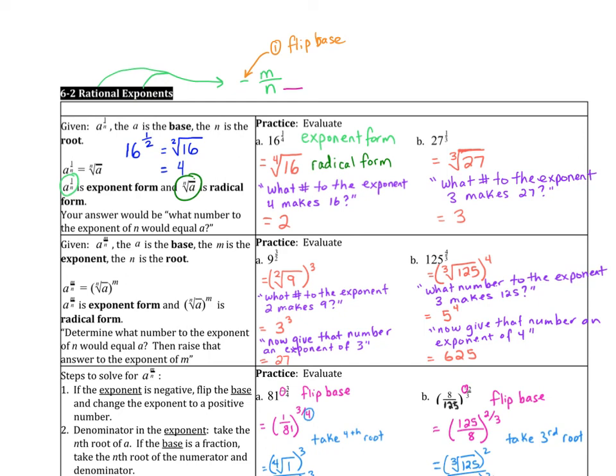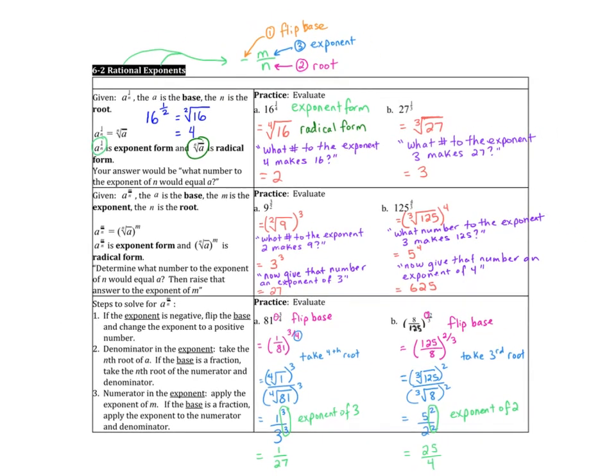Then the second thing that you would do is take the root, which is the denominator of the fraction, and then the third step would be whatever the numerator is, that's the exponent. So sometimes there's no negative, sometimes there's no numerator other than 1, sometimes there's no root, but if there is, that would be the order that you would do things.